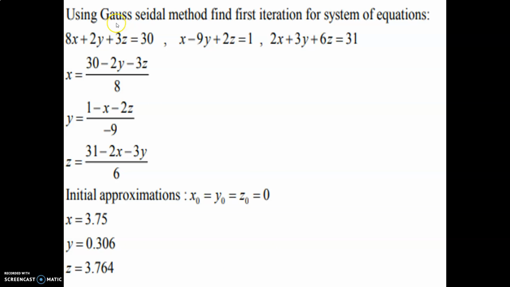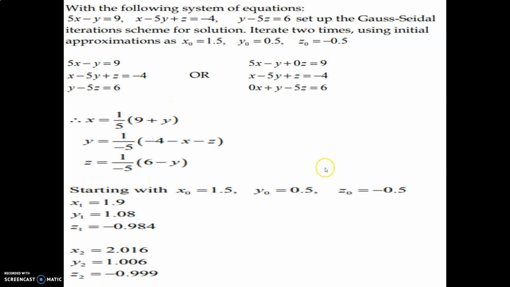3.067. Gauss-Seidel method. Find the first iteration for the system of equations 8x plus 2y plus 3z equal to 30, x minus 9y plus 2z equal to 1, 2x plus 3y plus 6z equal to 31. x is equal to 30 minus 2y minus 3z upon 8, y is 1 minus x minus 2z upon minus 9, z is 31 minus 2x minus 3y upon 6. x0, y0, z0 are 0, x equal to 3.75, y 0.306, z 3.764.